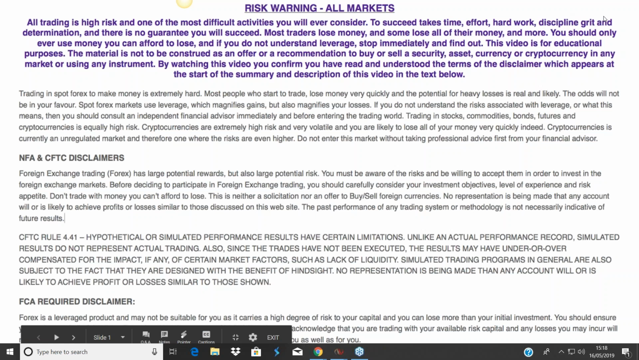I almost said Forex session, but it's not. It's the day trading session. We've done two already, so I've just got Forex on the brain at the moment.